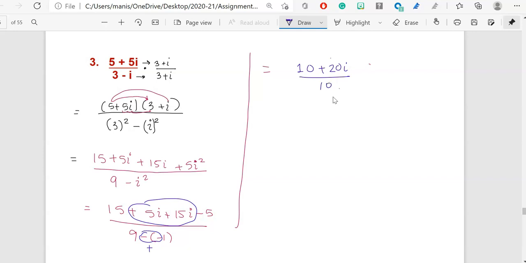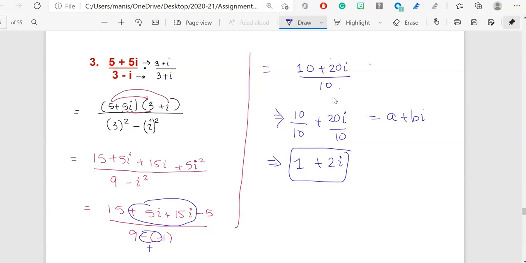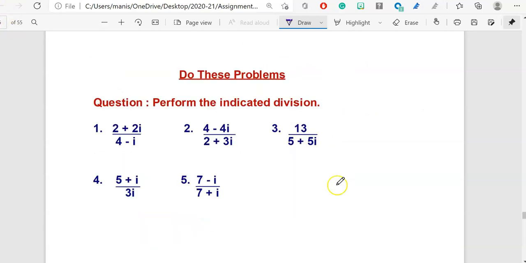That's your 10. So if we are writing in the form of a plus bi, I usually write it like this. It was 10 over 10 plus 20i over 10. So 10 over 10 is 1, and this gives you plus 2i. And this is your answer. Now you can see it is in the form of a plus bi. So this is how we divide complex numbers. This is your classwork assignment on this concept.